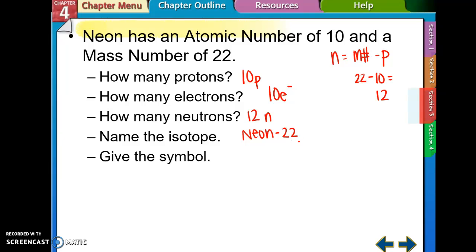And its symbol would be Ne, capital N, lowercase e. And to designate that it's neon-22, I can put a 22 over 10 right here for the mass number over the atomic number. And that is how you figure out the number of subatomic particles in an atom.